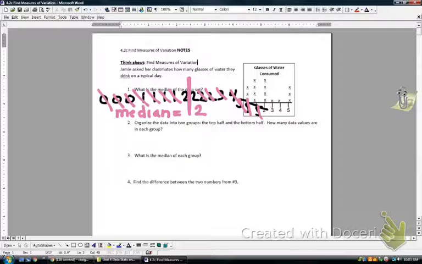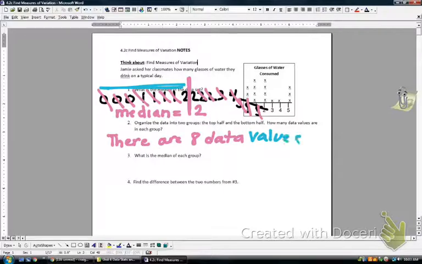All right, then it says organize the data into 2 groups, the top half and the bottom half. We've already done that. How many data values are in each group? I already counted them out for you. There are 8 data values in each group. In the lower half, so use a different color here, this is the lower half of my data. There's 8 data values. And this is the upper half of my data, and there's 8 values in that as well.